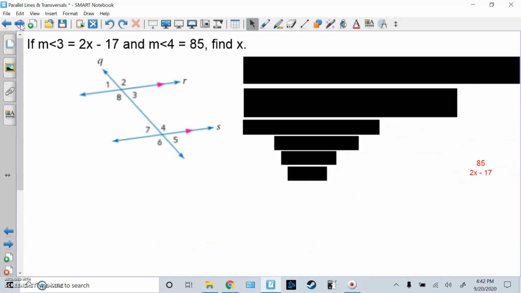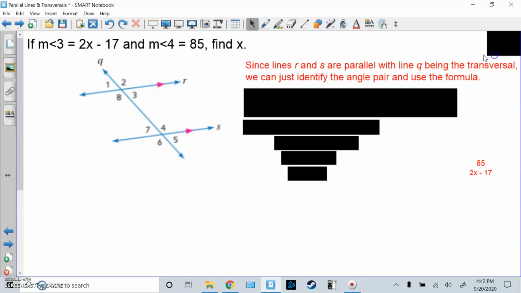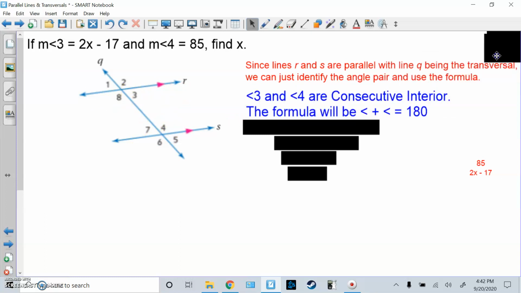Let's solve a few problems. If angle 3 is 2x minus 17 and angle 4 is 85, find x. And these lines are parallel. So since they're parallel, R is parallel to the arrows and Q is a transversal, find the angle pair, use the formula. 4 and 5 are on the inside, interior, and the same side, so they're going to be consecutive interior. That formula is angles add to 180.